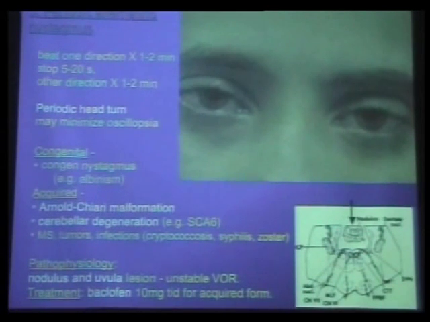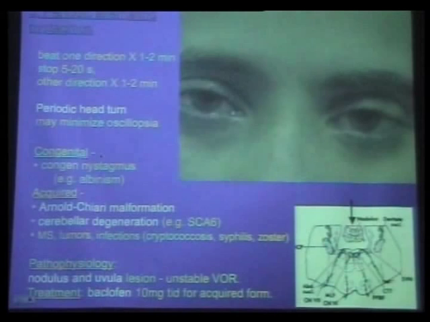Now, this can cause oscillopsia, especially when it's in acquired form. And one of the things people sometimes do when they have this is they turn their head, because the null zone is long, they move their head in the opposite direction to the fast phase. It will minimize the nystagmus. So these people may come in with a story not of periodic nystagmus, because they can't see that, but periodic head turn.